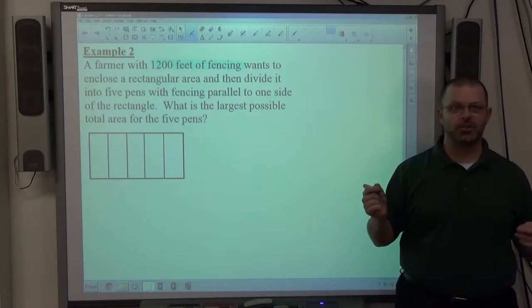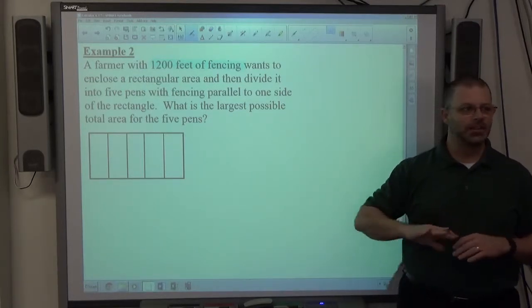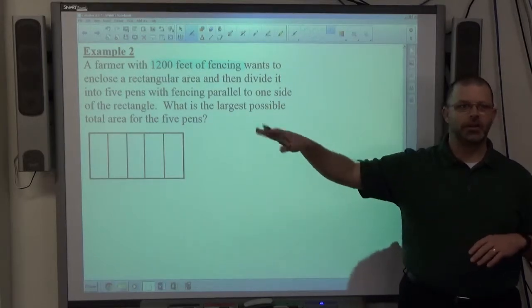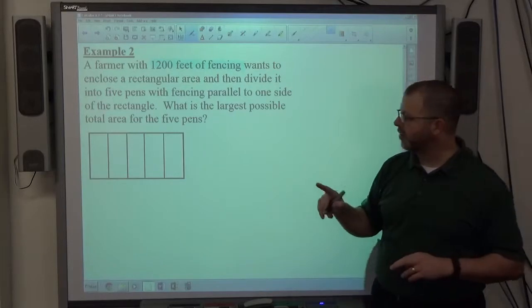He's going to use it all because he's very efficient. He's a good farmer. He knows how to use all of his materials. He's not going to have 500 feet of fencing laying over there. We don't need that. I made the drawing too small, that's okay. I don't want to redo it. He's very efficient.